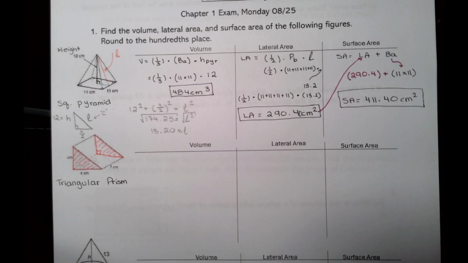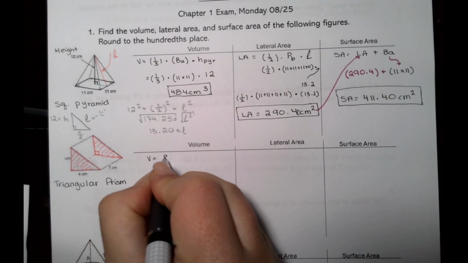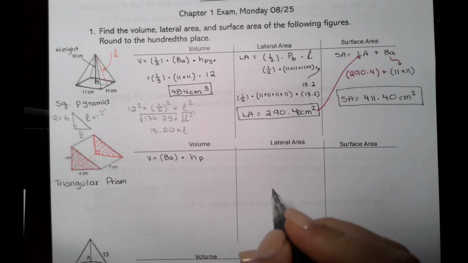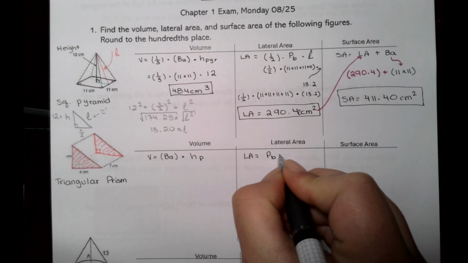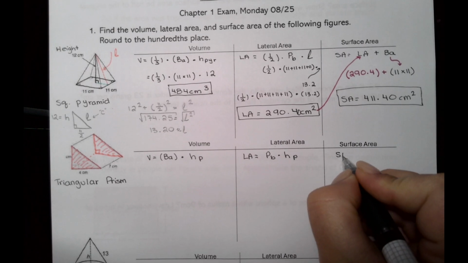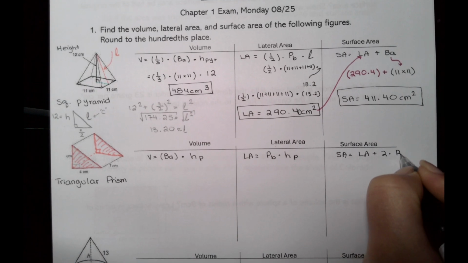Again, I'm going to take a look at my formula sheet. Here's my volume. We have base area times the height of the prism. Lateral area, I'm just going to go ahead and write out all my formulas. Perimeter of the base times the height of the prism. And surface area is our lateral area plus 2 times our base areas.